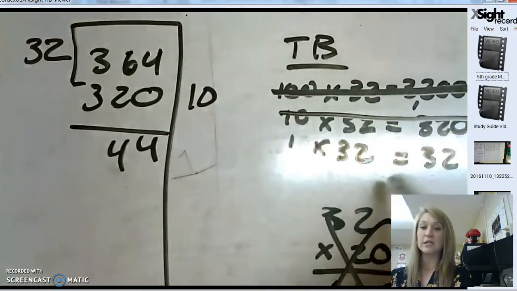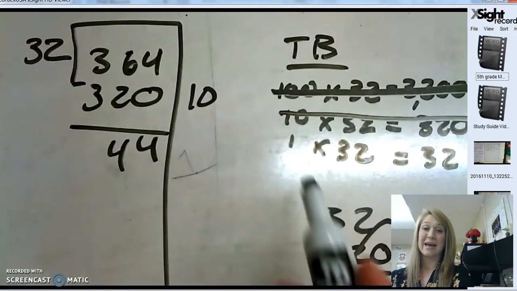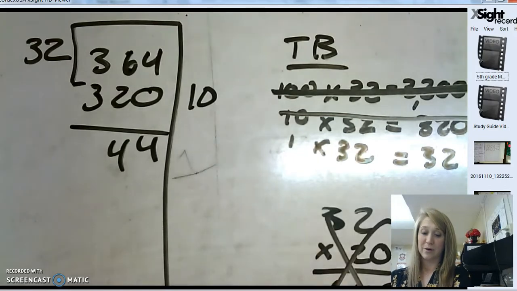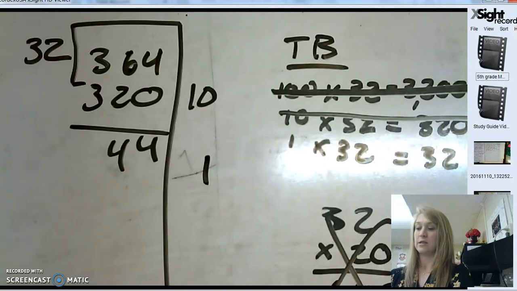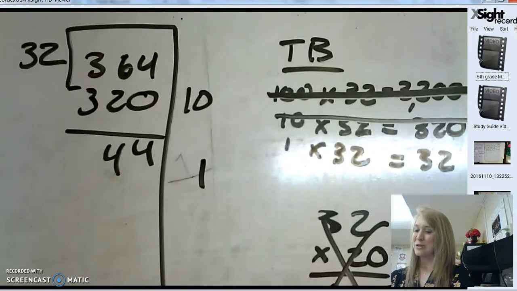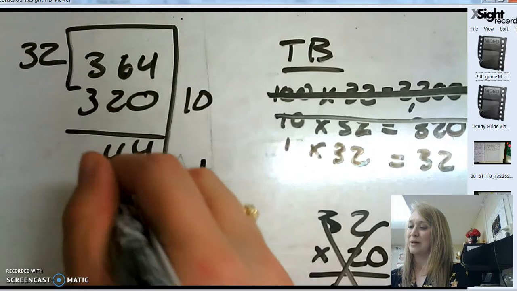I can't use another 10, so I'm down to my ones. And you know what? I think 1 is the answer that I'm going to need, because I can't do a 2. 2 would put it into the 60s. In fact, it would put it into 64. Put your number on the outside and your answer below.